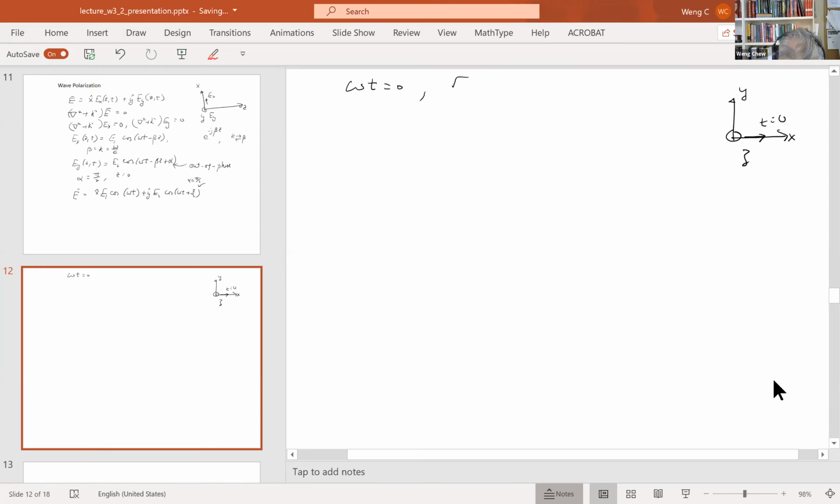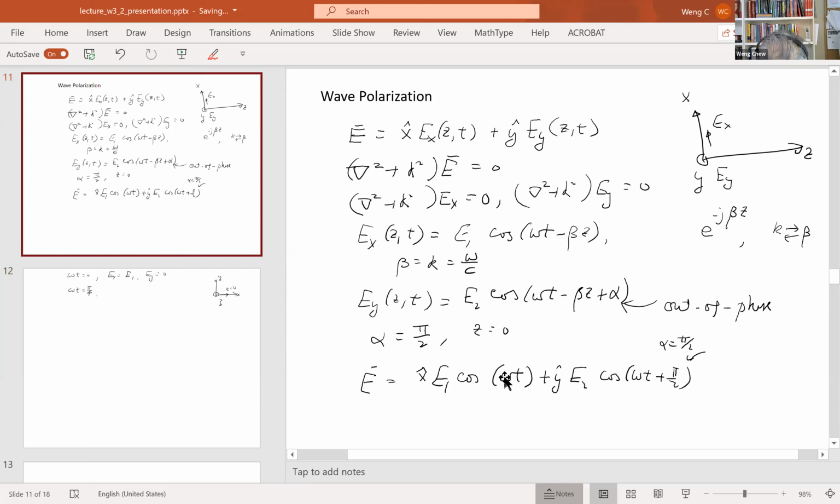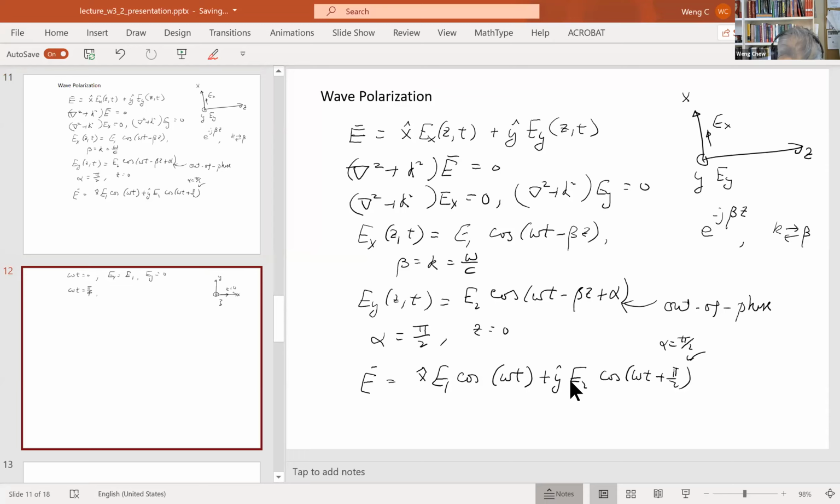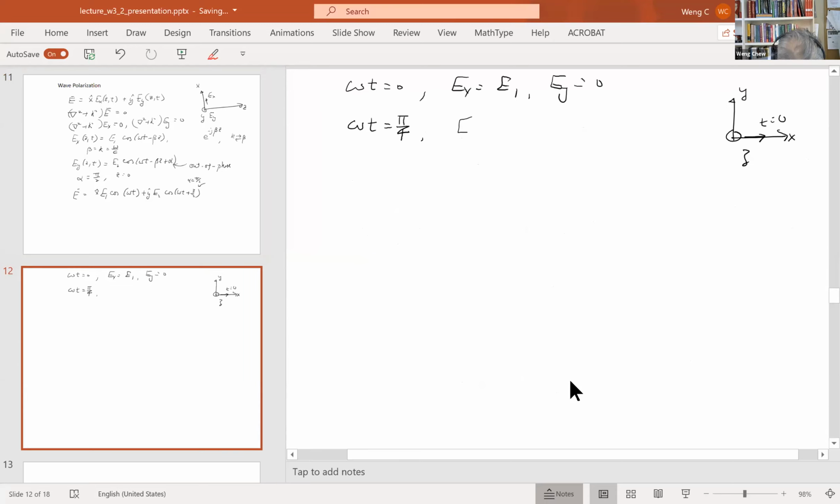So you can go ahead and do more. Ex is equal to E1, and then Ey is equal to 0 for this case. And then you let time increase, omega t equal to pi over 4. So t has increased so much that this is true. Then you go back to this equation again. So what happens when omega t is equal to pi over 4? Cosine of pi over 4 is just 1 over root 2. Cosine of 90 degrees plus pi over 4 is minus 1 over root 2. So you can work this out for this case. Then Ex is equal to E1 over root 2, and Ey is equal to minus E2 over root 2.